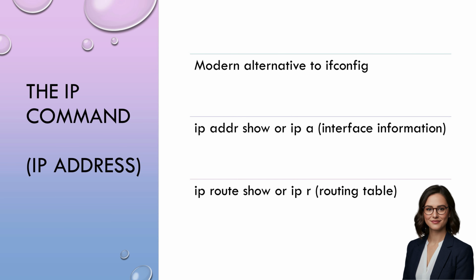The ip command is the modern and more powerful tool for network configuration and information. It can do much more than ifconfig. To see basic information about your network interfaces, you can use ip addr show or simply ip a. This will display similar information to ifconfig, but often in a more structured format. You can also use ip route show or ip r to display the system's routing table, which determines how network traffic is directed.